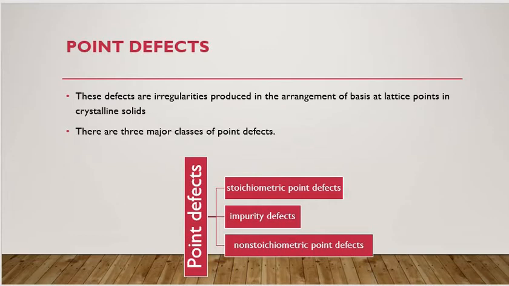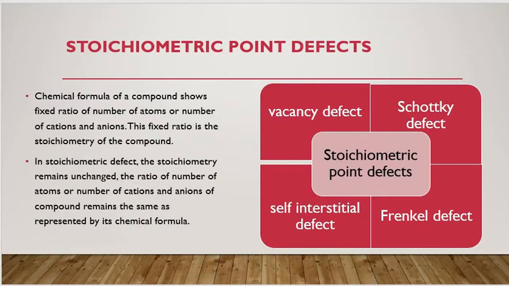There are three major classes of point defects. Number 1, stoichiometric point defects. Number 2, impurity defect. And number 3, non-stoichiometric point defects. Now we are going to talk about stoichiometric point defects.